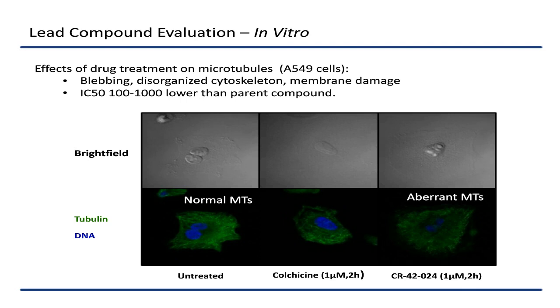At the bottom of this slide, you can see normal, the A549 cells untreated on the left. You can see the nucleus and the microtubules, the tubulin within microtubules in the cytoplasm and the membrane. And you can see the effect of adding colchicine, 1 micromolar, to these cells. You see shorter microtubules, and they are disorganized relative to the untreated. And with Jack's lead drug, you see even more potent abnormalities of the microtubules, much shorter and highly disorganized. And so that's good.